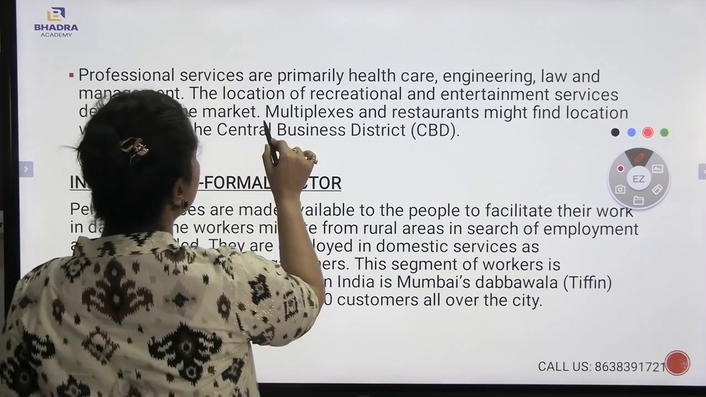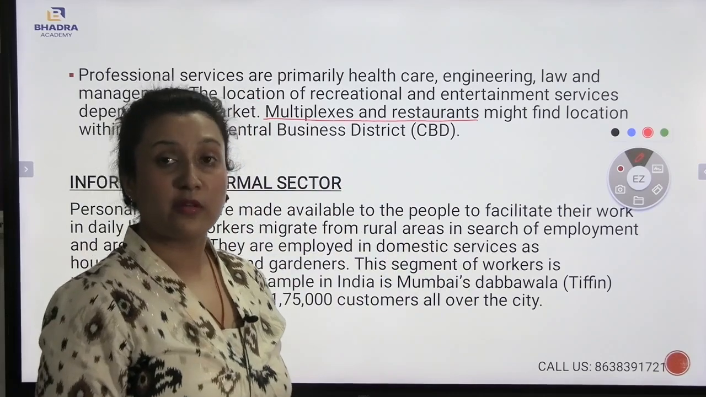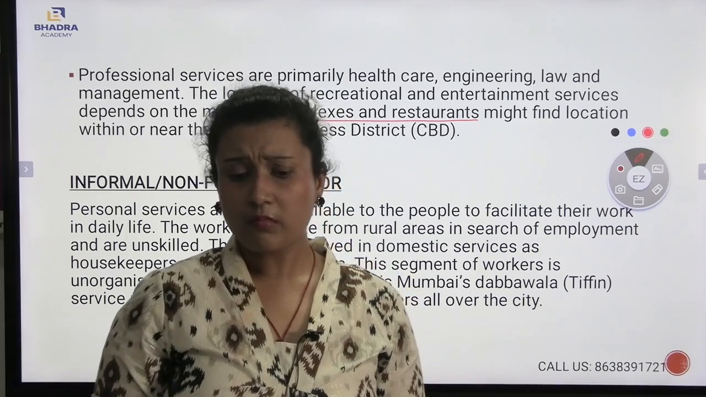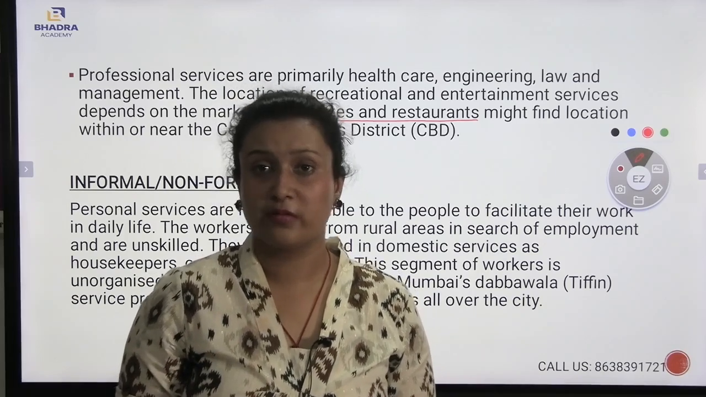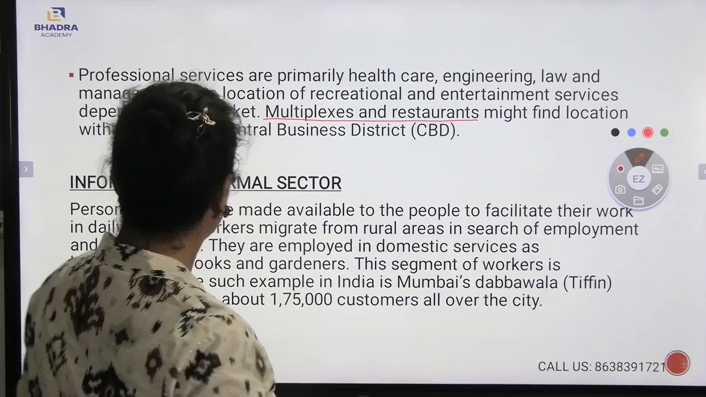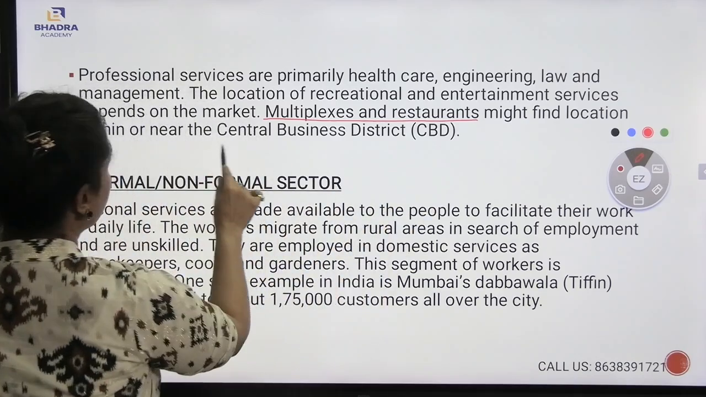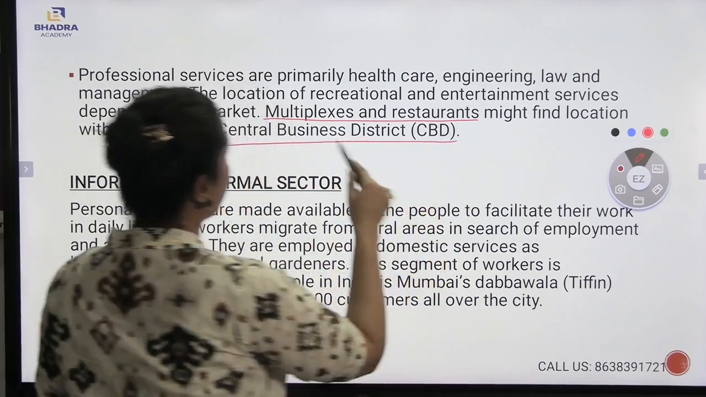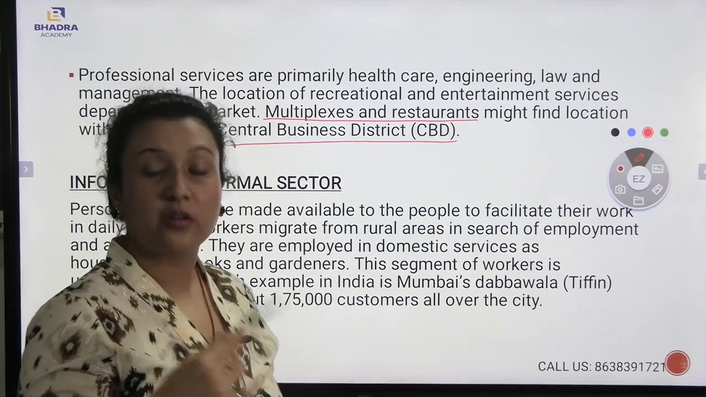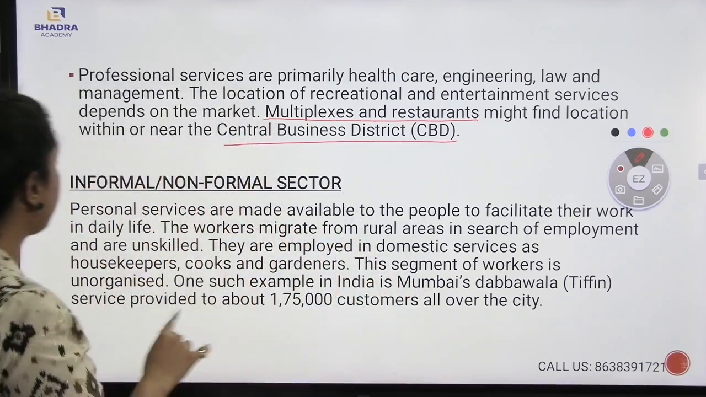Now here professional services come with examples of multiplexes and restaurants. So multiplexes and restaurants are also considered professional services. Other salons, big salons, are also professional services. They might find location near the central business district, very important. Most of the businesses must be near the central business district, meaning people around the district will be getting those services. So location actually matters a lot.